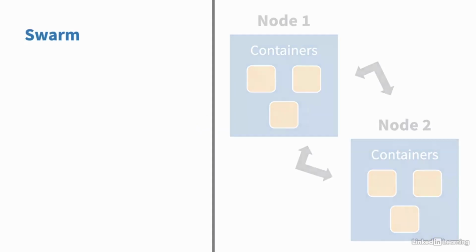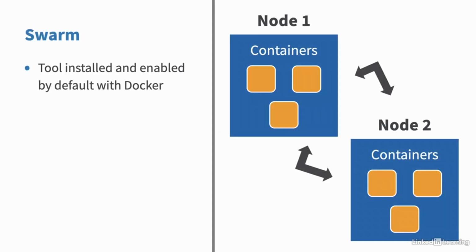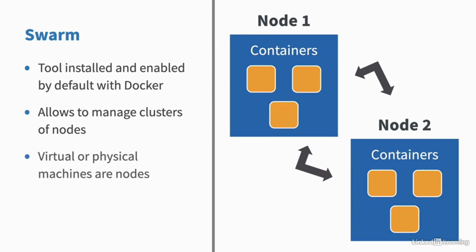Let's explore Swarm first. Swarm is a tool from Docker and is enabled by default. This tool allows you to cluster, manage, and schedule containers. So you could, with Swarm, manage one big cluster of containers. The machines in the Swarm can be physical or virtual and are then referred to as a node. In each node, you have your containers. So you could have multiple containers in a node depending on the resources available in the node.